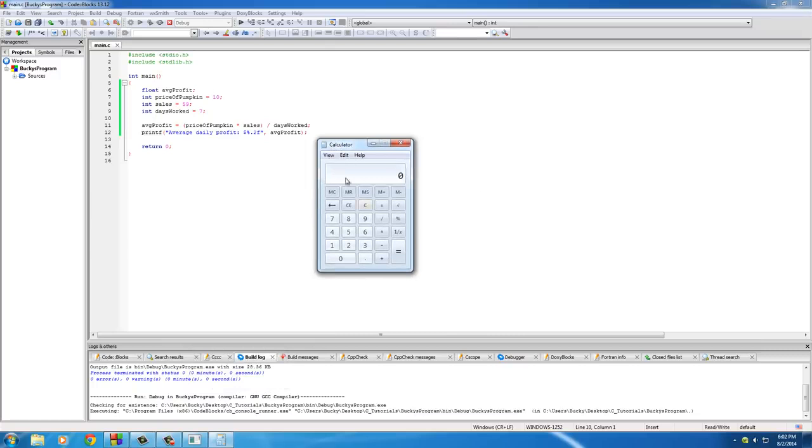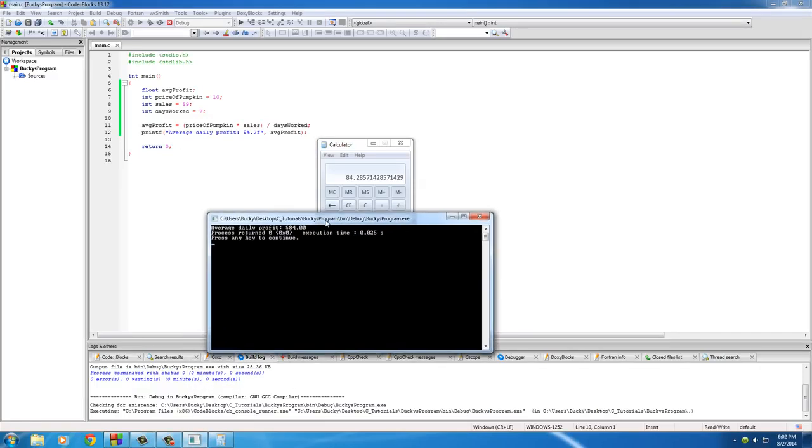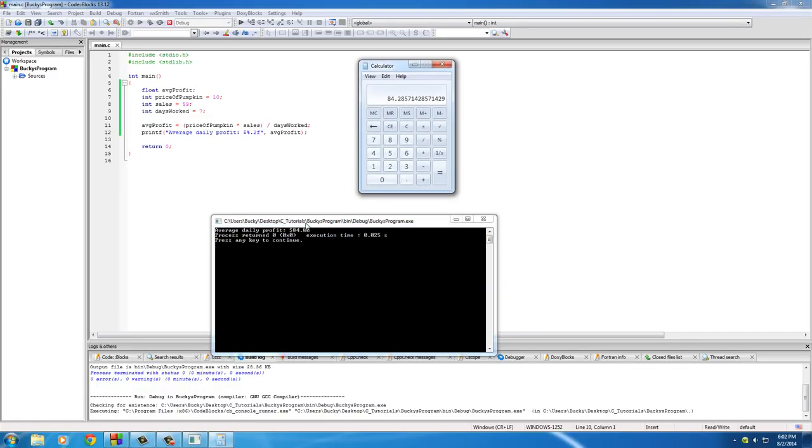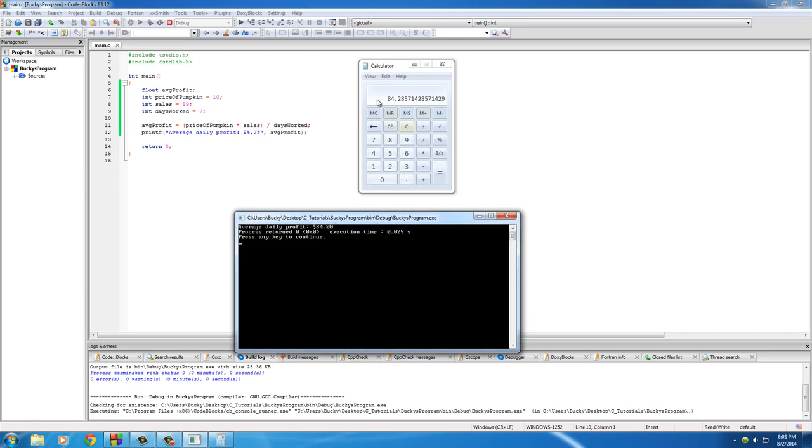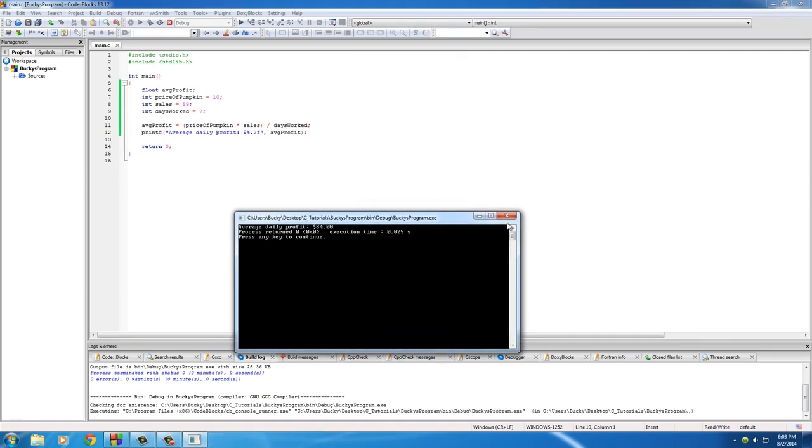So basically what I'm going to do is, okay, price of pumpkin. So that's the 10. And you times that by sales, so times 59. And then take that value and you divide it by 7. And, whoa, what is going on? The calculator is telling me 84, but this one, you know, I'm calling Microsoft, they might be wrong, because I know that this code is perfect.